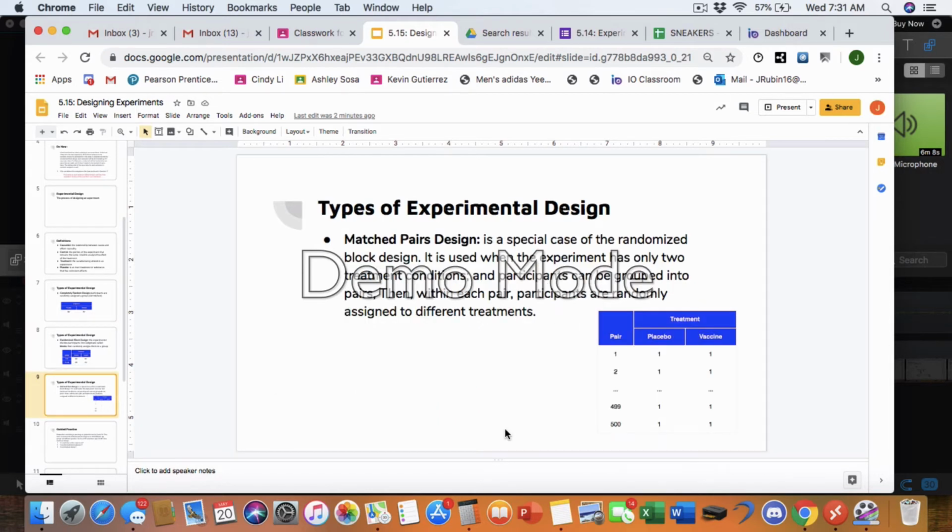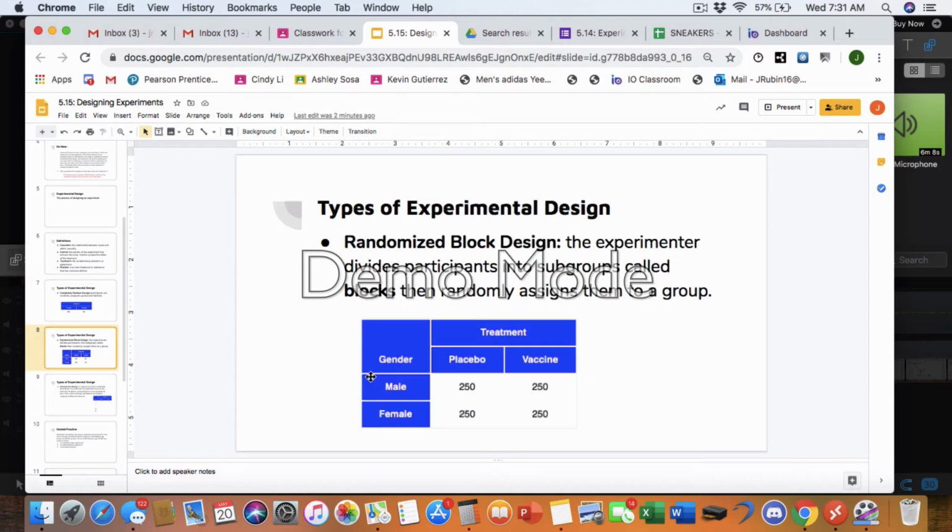With the matched pair, you may try to pair it so that age is similar, but it's not going to be like male, female, placebo, vaccination. It's really just going to be 2 people, one gets placebo, one gets vaccination, and that's repeated over and over. So in this case, the blocks or the groups are the pairs. So this has 500 blocks versus this one had 2.